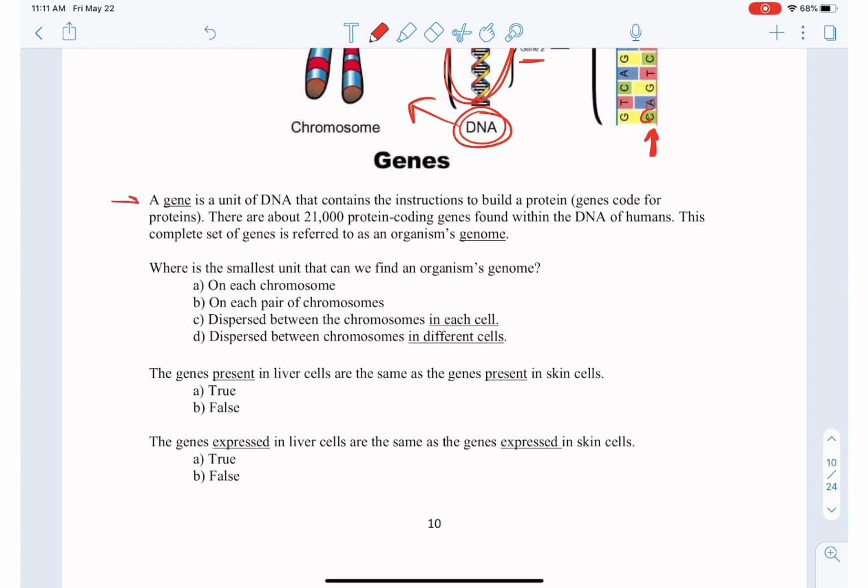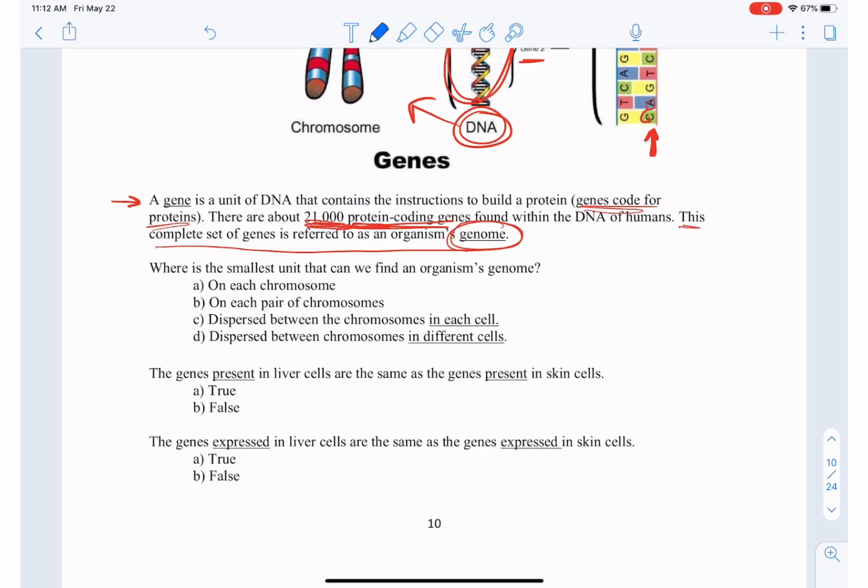Now here we have the definition of a gene. A gene is a unit of DNA that contains the instructions to build a protein. Genes code for proteins. And there are about 21,000 genes in the human body that code for proteins. There are about 21,000 what we call protein coding genes. And this complete set of genes is referred to as an organism's genome. So there's 21,000 protein coding genes in the human body, and all of those genes are collectively referred to as the genome.